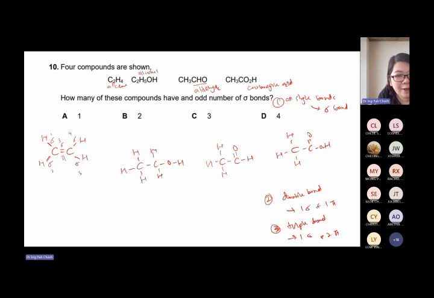Okay, odd number of sigma bonds. This one is, let's put a tick. Later we count the ticks, because they ask how many compounds have an odd number of sigma bonds, right? Okay, now let's look at the alcohol.